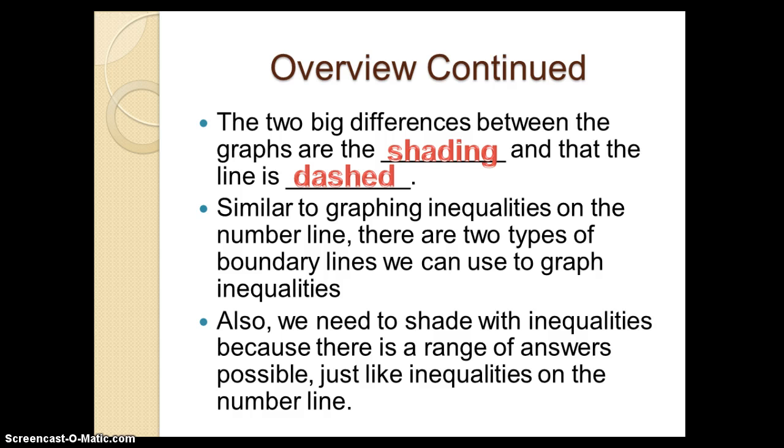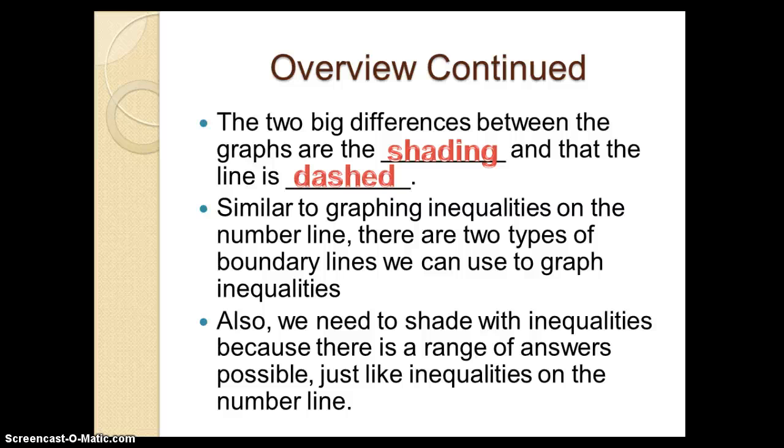Similar to graphing inequalities on the number line, there are two types of boundary lines we can use to graph inequalities. And think about when we graphed inequalities on the number line. Our two different types were an open circle and a closed circle. Well, now we're going to have two different types of lines to have the same idea as the open and closed circle. Also, we need to shade with the inequalities because there's a range of answers possible, just like inequalities on the number line.